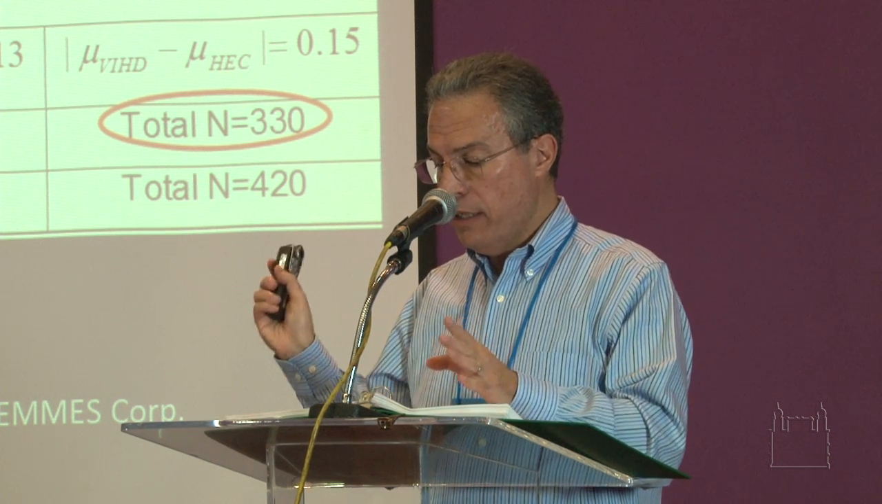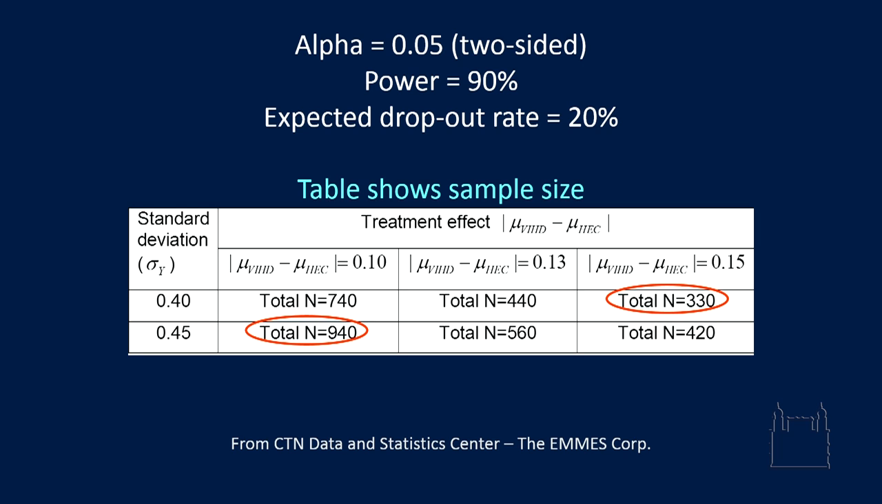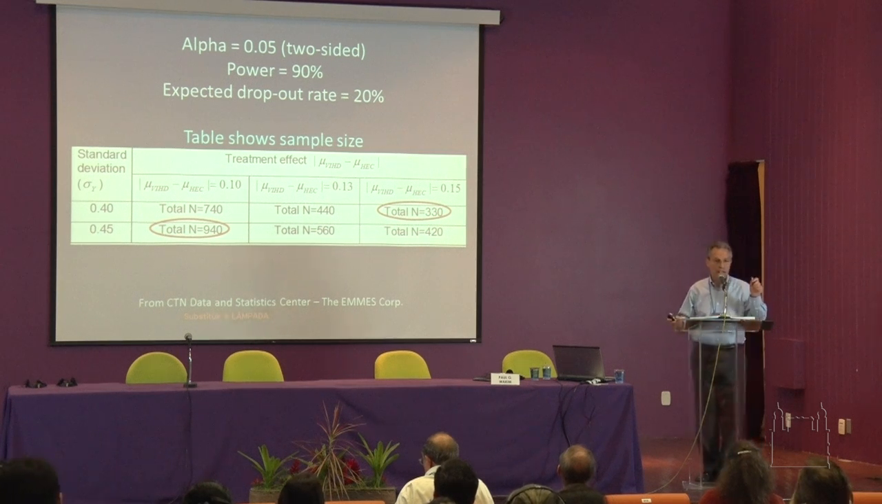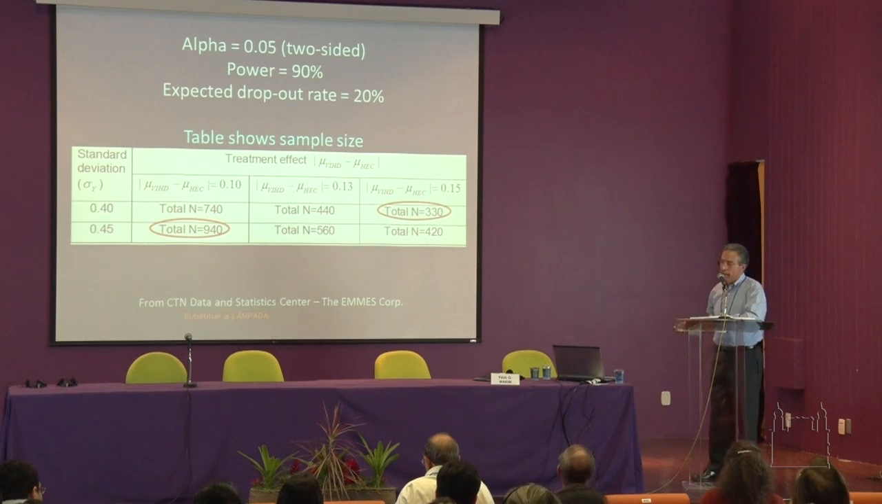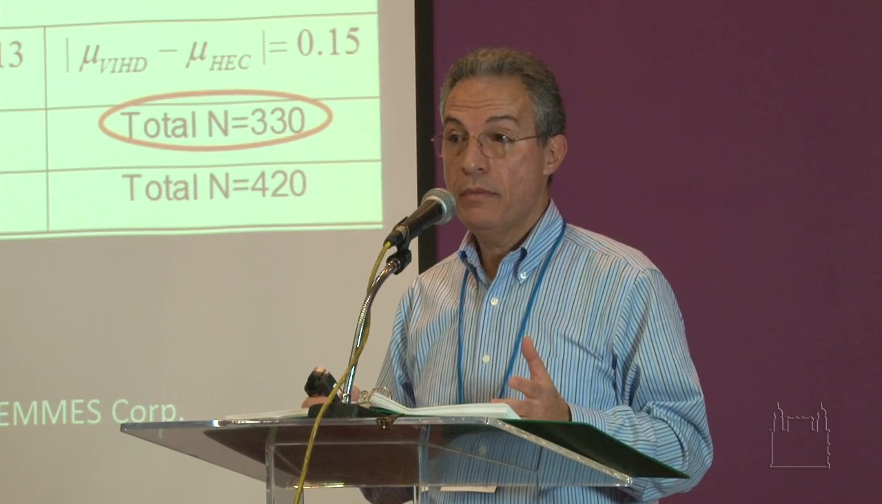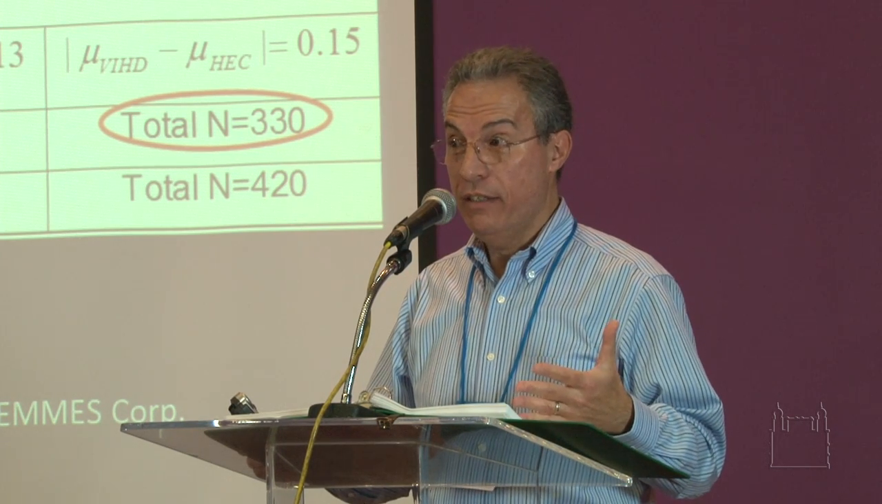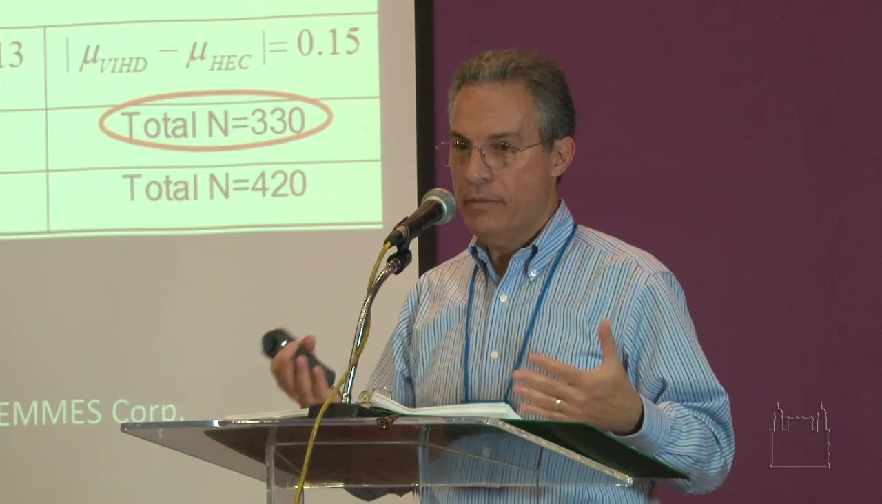So what happens here? Look at the table. I'm going to look at the slide I have in front of me. The alpha is fixed. The power is fixed. The expected dropout rate is fixed, let's say. What you see inside the table is the sample size. But what's varying here is the treatment effect: 0.10, 0.13, and 0.15. I'm not sure what treatment effect I really want to be able to detect, so I'm going to make it three possible values. Standard deviation, I don't know, but let's say it's 0.4 and 0.45. What you see inside the table are different sample sizes. Now, you look at that table and you say, so I could go anywhere between 330 and 940. That's a huge range. Okay, let's talk.